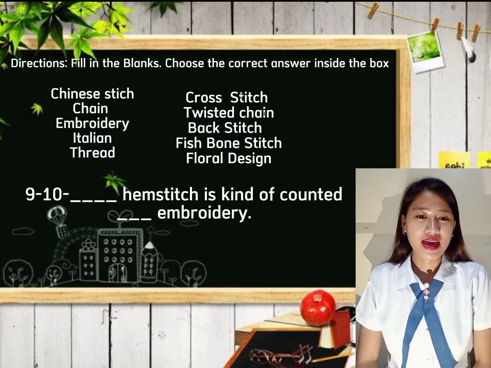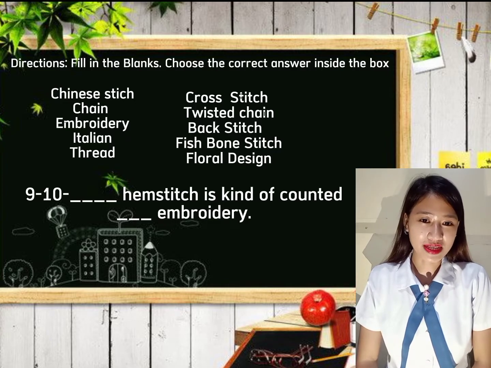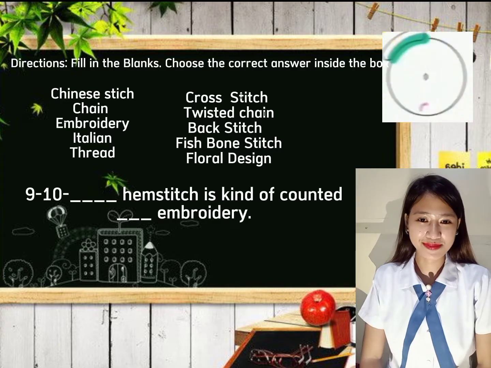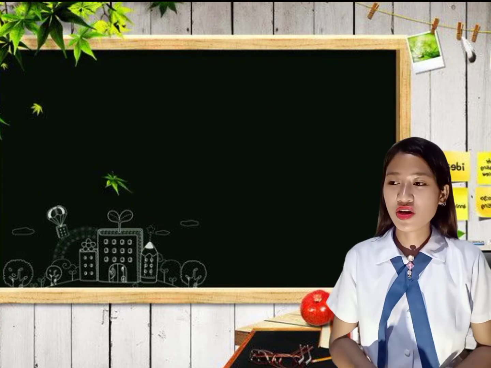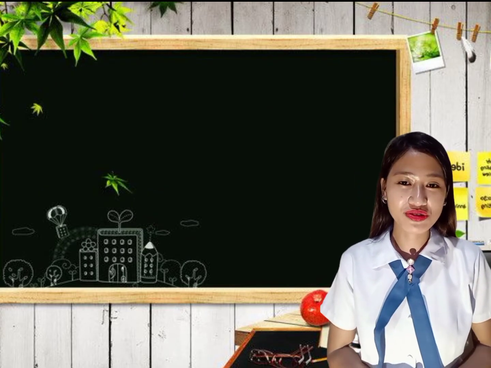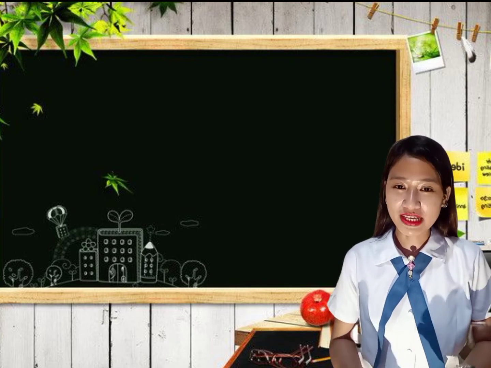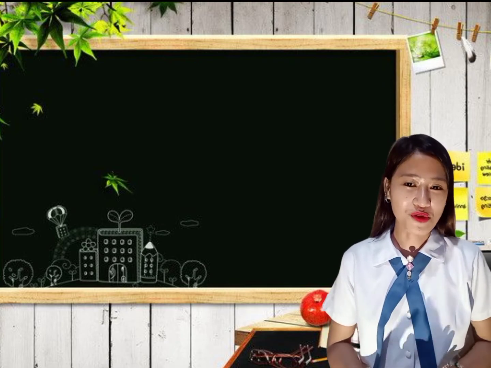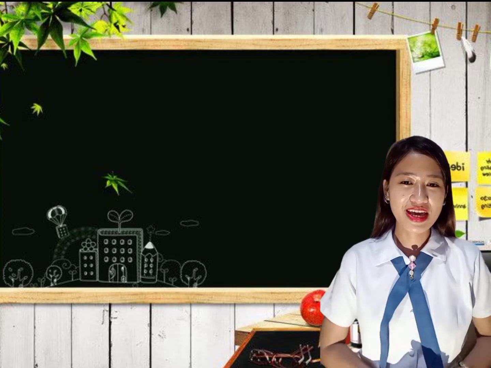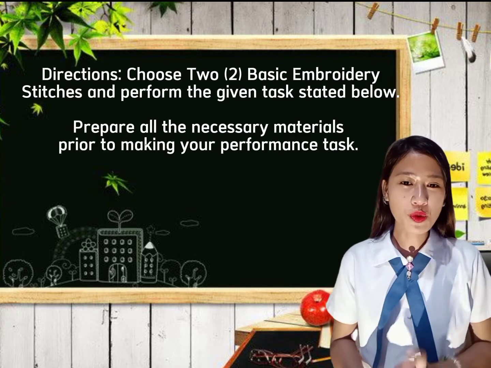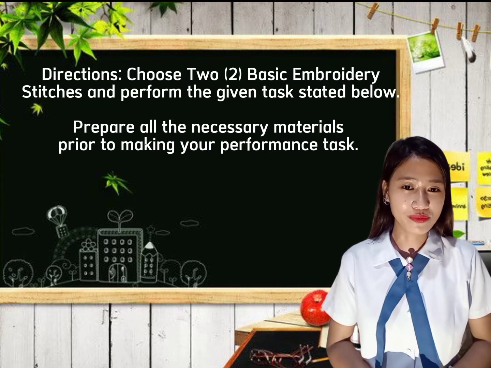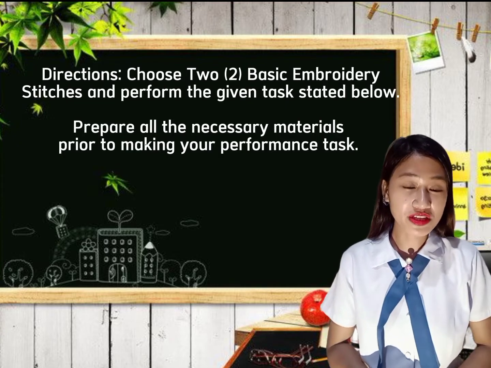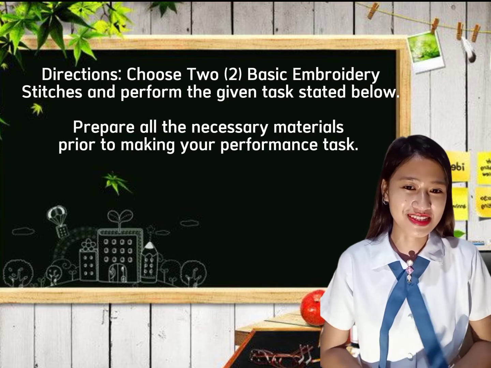Number 9 and 10. Blank hand stitch is a kind of counted thread embroidery. Italian and thread. On our next activity, we will make sure that you've already learned about basic embroidery stitches by working on it. Get ready. Direction: choose 2 basic embroidery stitches and perform the given task stated below. Prepare all the necessary materials prior to making your performance task.